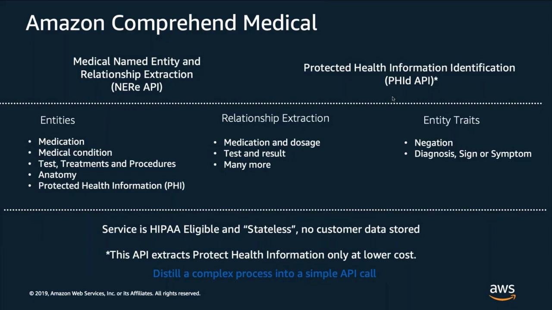Comprehend Medical is a natural language processing service that can detect key medical entities such as medications, medical conditions, anatomy, even tests and procedures, or perhaps even protected health information, otherwise known as PHI. Moreover, it can extract relationships between entities, for instance, the name of a medication and the dosage that is administered or prescribed, or even determine the relationship of an anatomy, such as a limb, and then determine the directional value of it, meaning is it the left arm or is it the right arm?